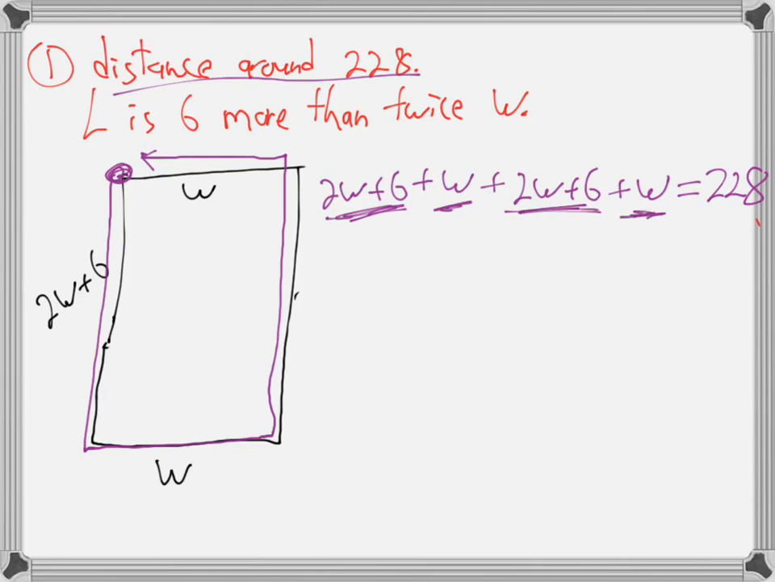Anyway, so add up those 4 sides. It's equal to 228. Now, how do we solve that equation for W?